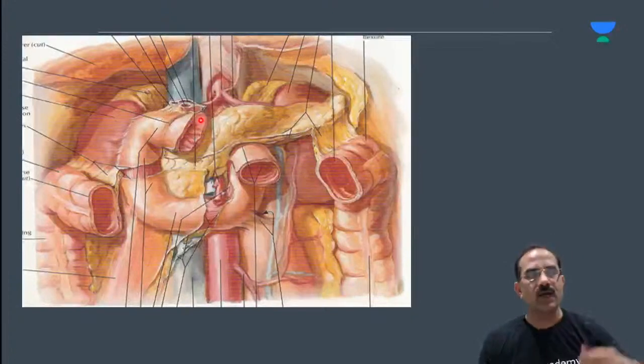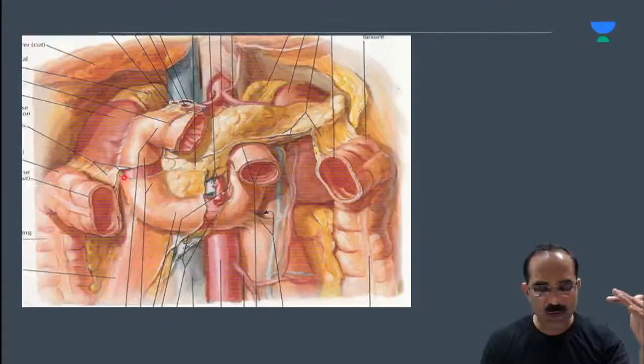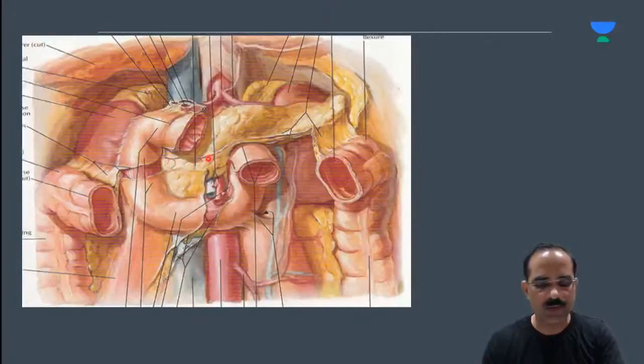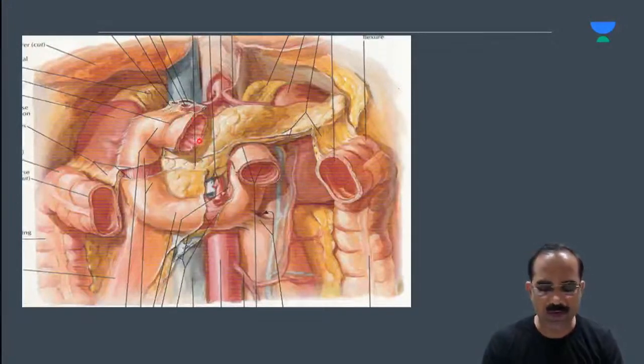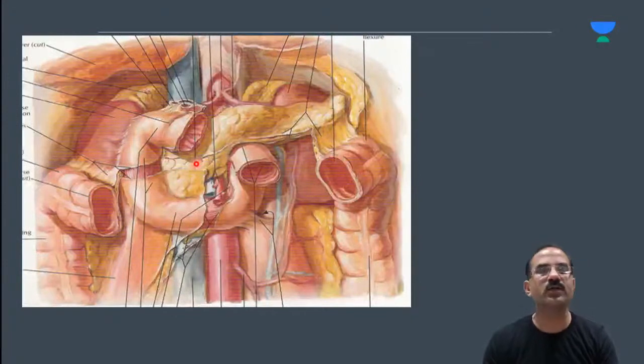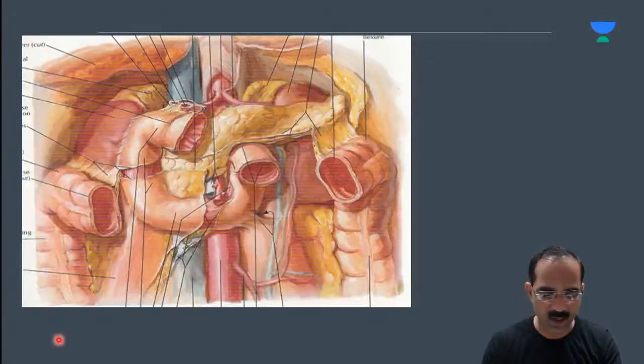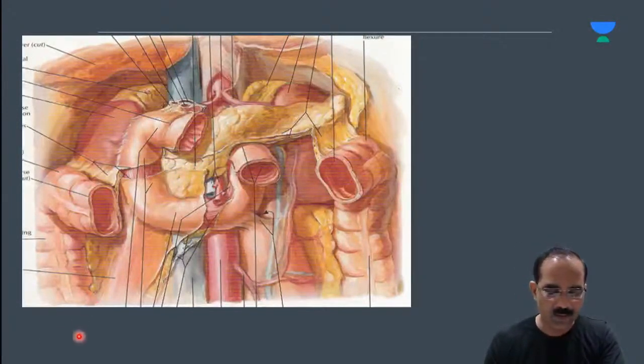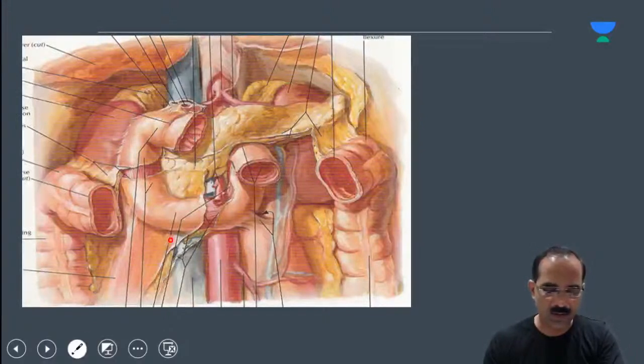Now, the head of the pancreas would also be crossed by this structure. What is this? That's the transverse colon and mesocolon. So the anterior relations of the head of the pancreas: one is the first part of the duodenum, second is the transverse colon and mesocolon. Now coming to the posterior relations of the head of the pancreas.